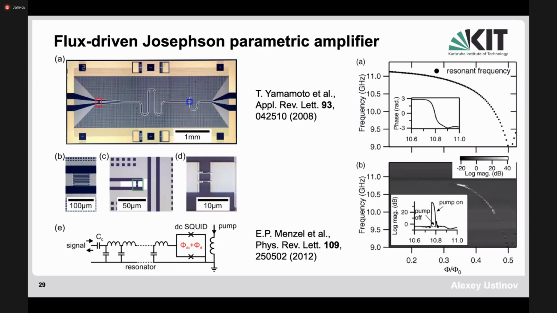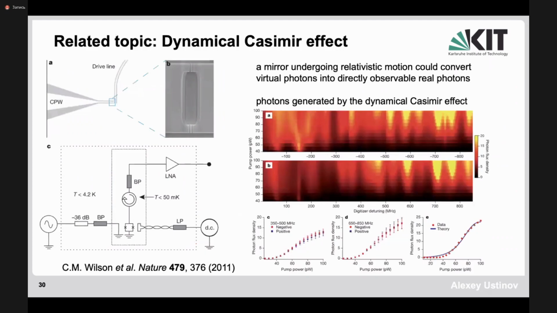However, its disadvantage is that it's extremely narrow band. Its band is limited by the quality factor of the resonator and can be tuned only by changing the flux in the SQUID, but its instantaneous bandwidth is very narrow. This topic is actually very interesting. Using this kind of amplifiers, one can observe a very general effect, which is called the dynamical Casimir effect.